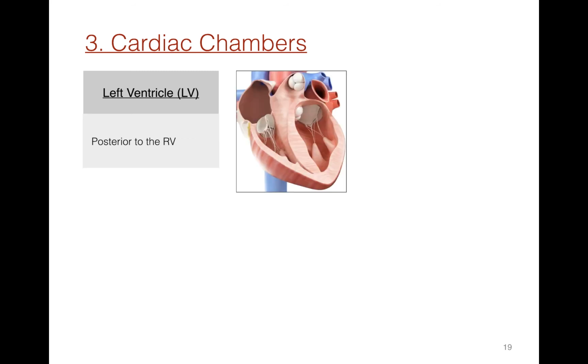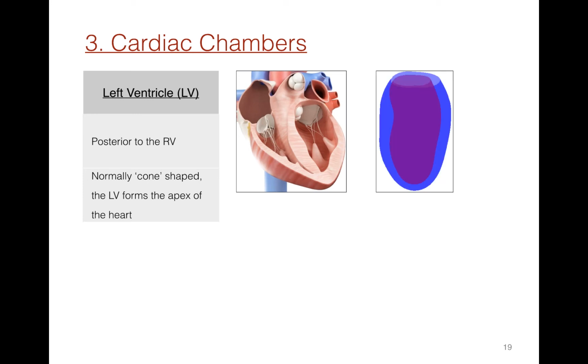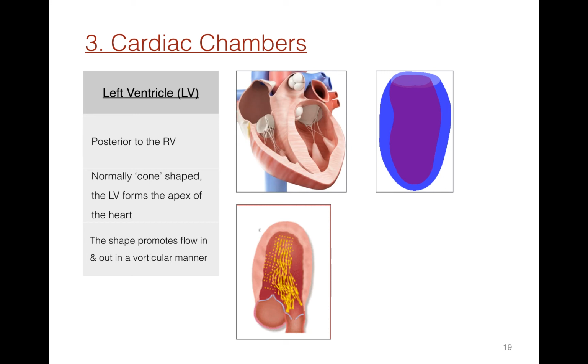The left ventricle, which is posterior to the right ventricle. The left ventricle is more cone-shaped, and the left ventricle forms the apex of the heart. Its cone shape promotes flow in and out in a vortical manner. That is to say, the shape supports the mechanical action of the heart so that the blood forms vortices which have a certain momentum and help the movement of blood.